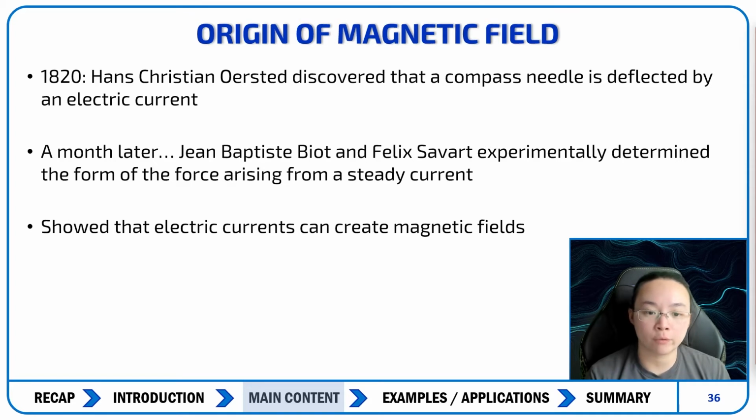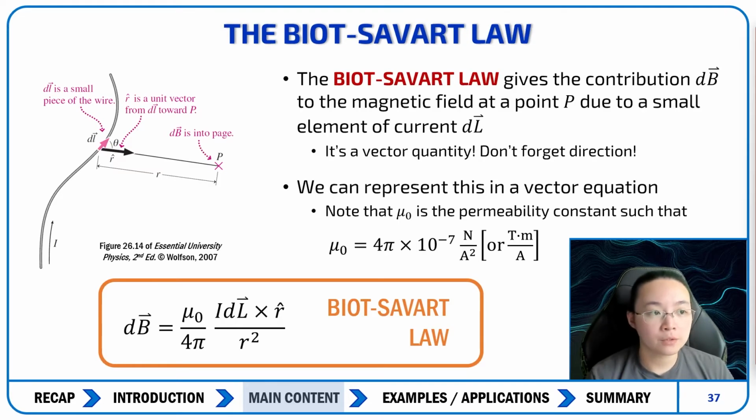So a lot of our efforts in calculating a magnetic field will come from knowing and understanding the current within the object. Then we take a look at the Biot-Savart law. The Biot-Savart law gives the contributions dB to the magnetic field at a point P due to a small element of current dl. So with magnetic fields, we have dB and dl. For electric fields, we had dE coming from dQ. So keep in mind this is a vector quantity.